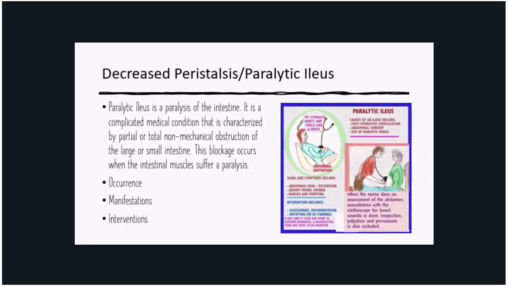The manifestations are that the patient has hypoactive or absent bowel sounds, and there is no flatus, so the patient does not have any gas. The interventions, well, expect that this patient may have a nasogastric tube inserted to decompress the stomach. We want to limit narcotics because we know that narcotics actually slow down the peristalsis in our intestines. We also want to encourage ambulation if it's possible, because ambulation will actually promote the peristalsis. We may have to administer prokinetic agents and any medications as prescribed.